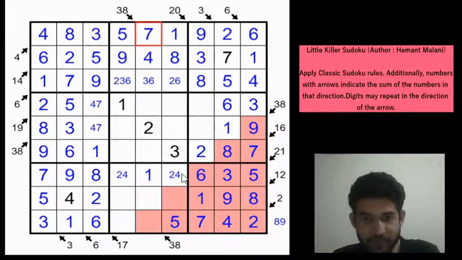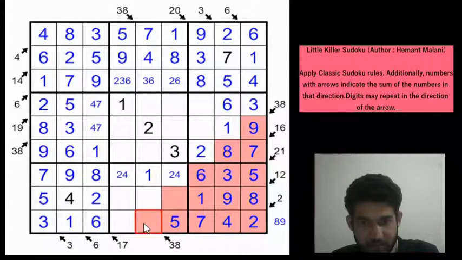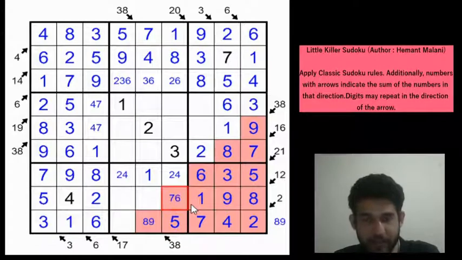Yeah, it is satisfied. And now let us look at this 38. 6, 8 and 9 give you 23. So these two cells must sum up to 15. Can be 6, 9 or 7, 8. So can be 7 and 8 or 6 and 9, right? Which is not getting eliminated for now.